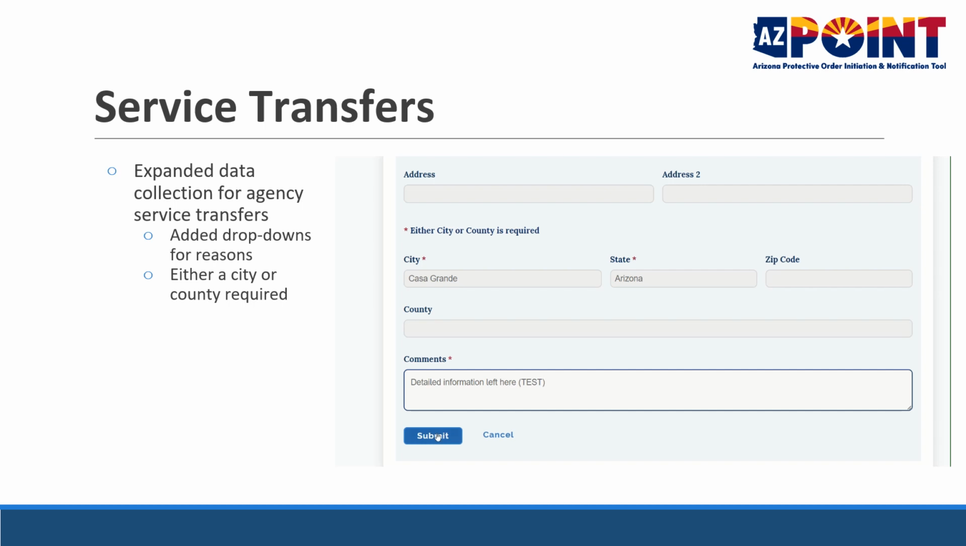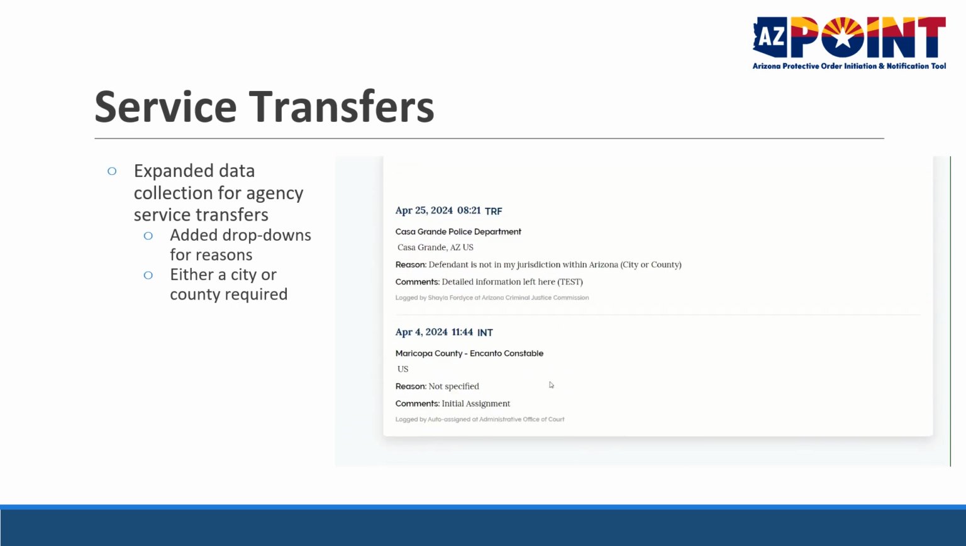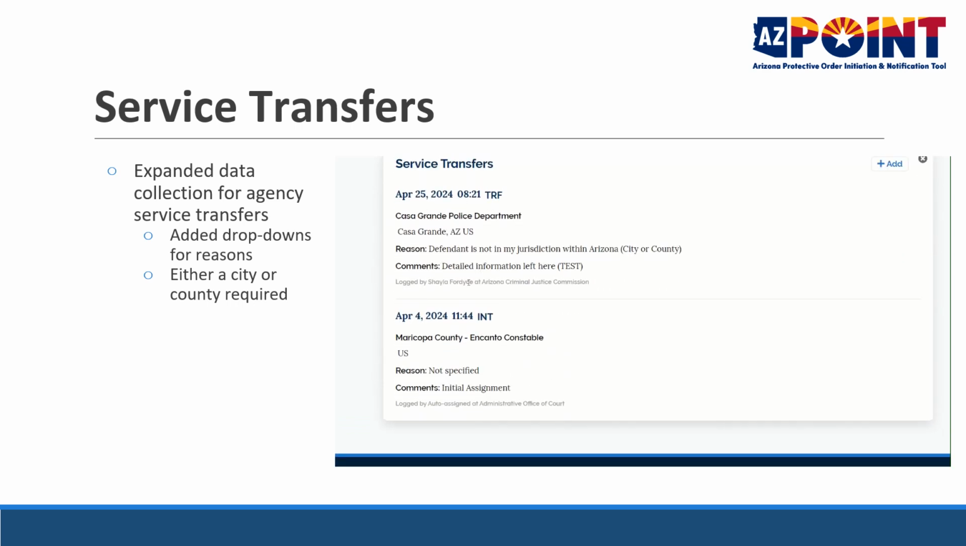Then we'll click submit. And you can see that that order was transferred with the information that I left there. So that hasn't changed. I just wanted to note and point out that some additional fields will be required when you're making a transfer. And the idea here is that we're giving that receiving agency enough or more information to make an attempt so they can successfully serve this order as well.